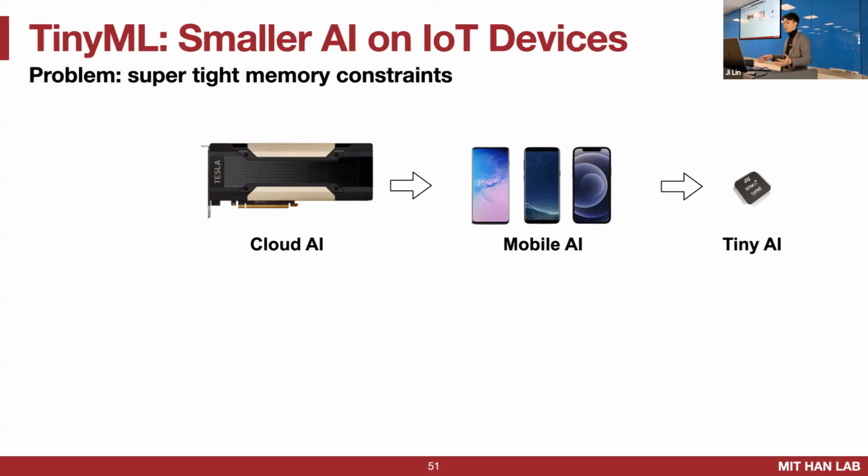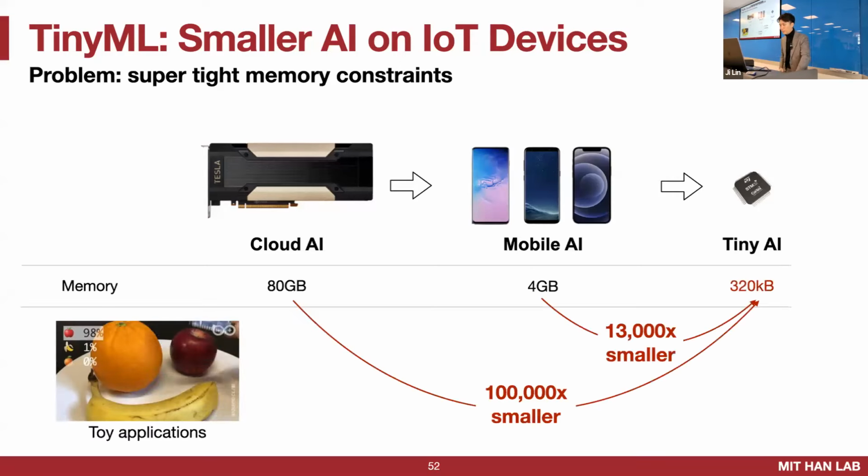People have billions of devices everywhere, for example in your refrigerator or even in a calculator. If we can enable AI on this kind of small hardware, we are going to enable a lot of AI applications. But the problem is that this kind of hardware usually has really tight memory constraints. Cloud and mobile AI usually have gigabytes of memory, but tiny AI devices usually only have hundreds of kilobytes of memory.